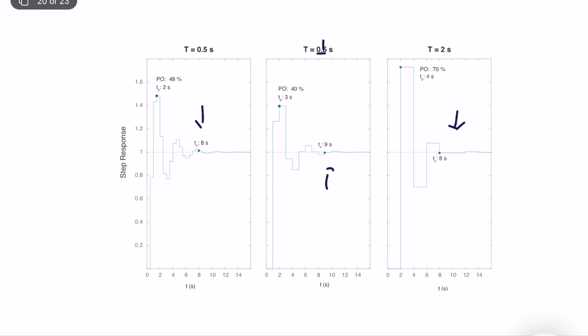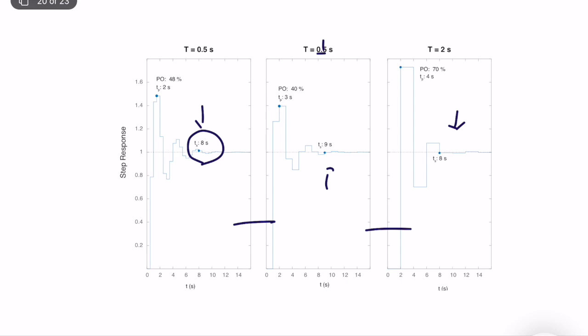T equal to 1 second has the largest settling time, and T equal to 0.5 and 2 are similar. Again, because of the discrete time sampling, since we cannot capture inter-sample behaviors, it's almost impossible to compare close numbers. But it's obvious that they are close. There's only 1 second difference between these two and between these two, and overall we have the settling time between 8 to 9 seconds. And this is true technically, and I will show you why.